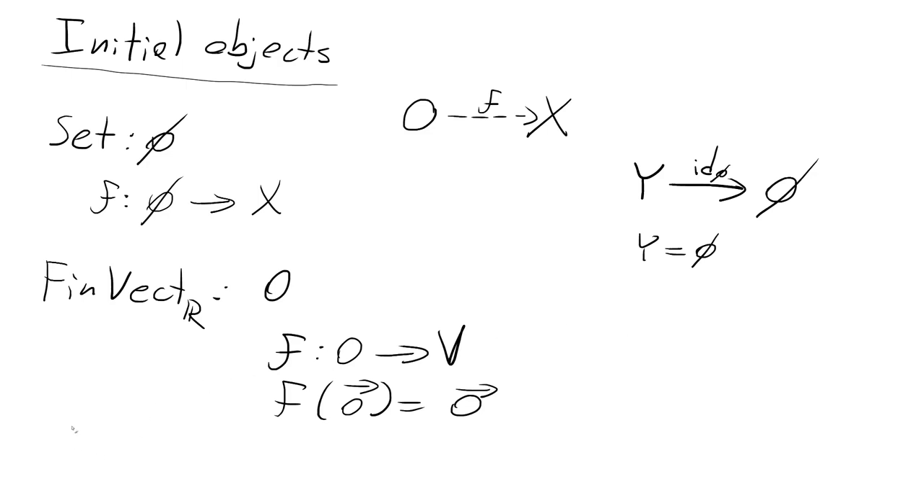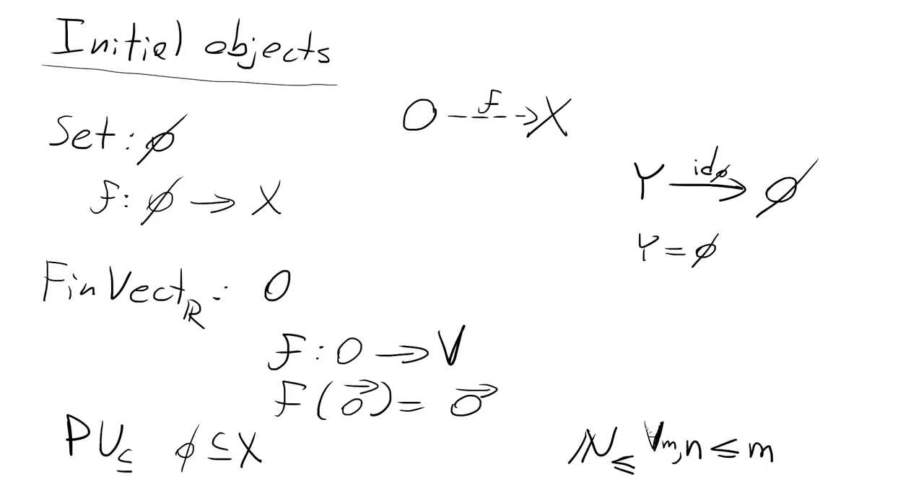What were our other examples? We had the power set of U under inclusion. The initial object in that would be some set such that it is a subset of any other set. That would be, of course, the same thing, the empty set. The empty set is a subset of anything. Now, natural numbers under less than or equal to: it would be some natural number n such that n is less than or equal to m for all m. That is zero. So zero is the initial object of the natural numbers.